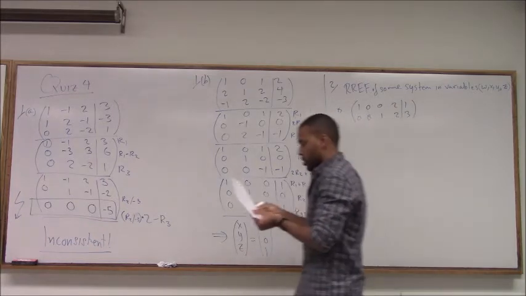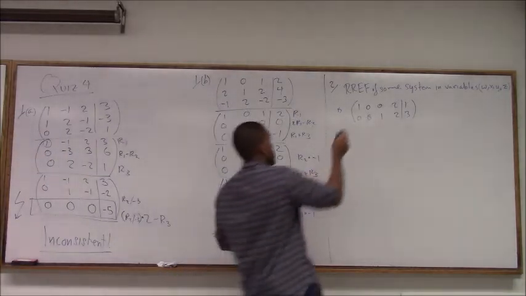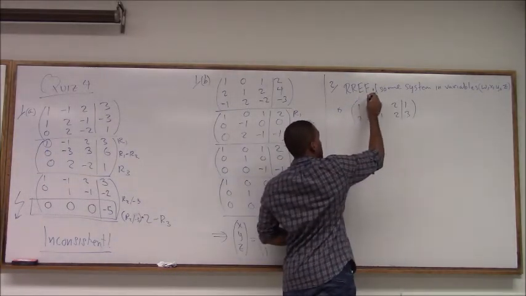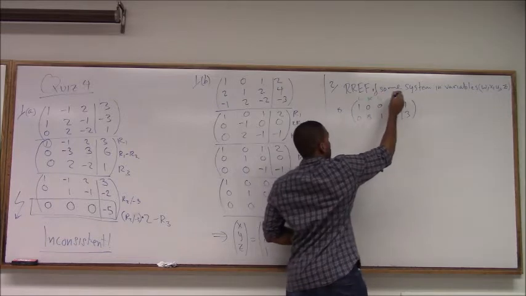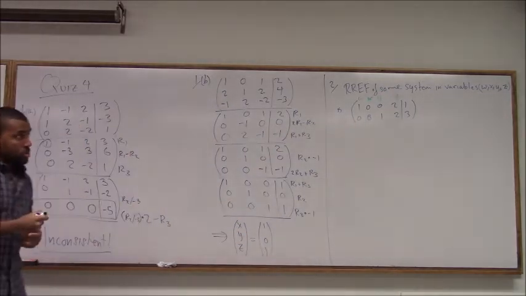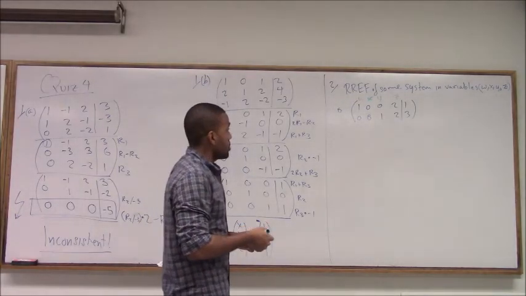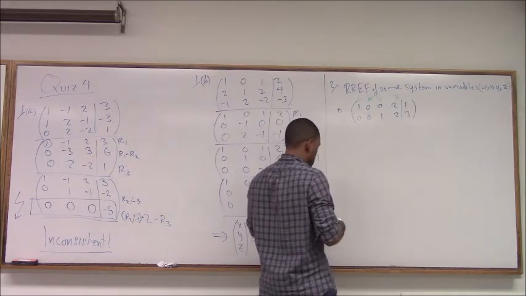Right, so that was the reduced echelon form of a system, and they told you that the variables were w, x, y, z, so that means the first column was w, the second column is x, y, z. So how do we deal with that situation? X and Z would be free variables.